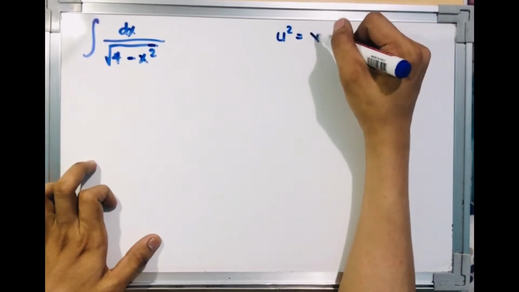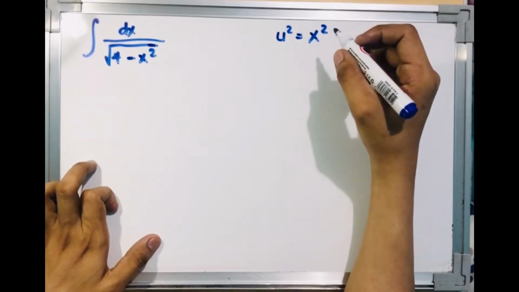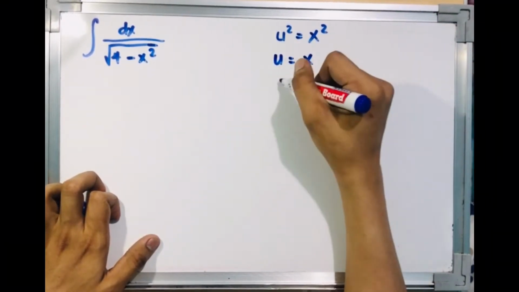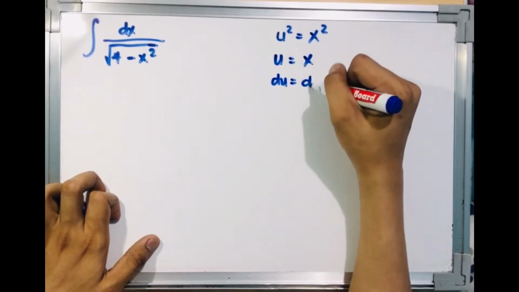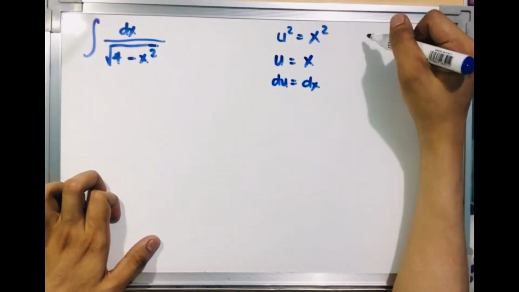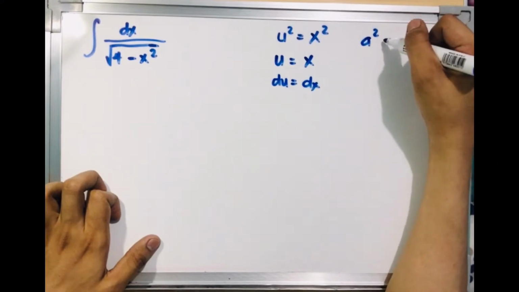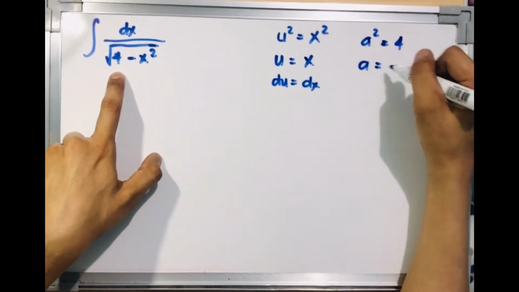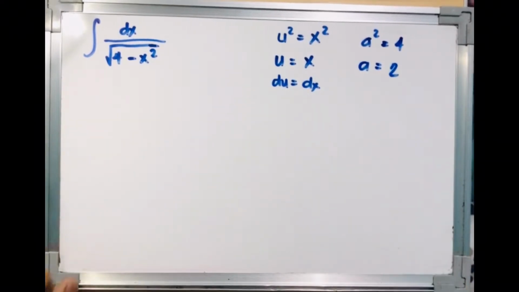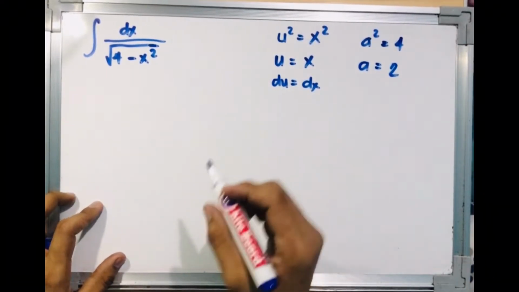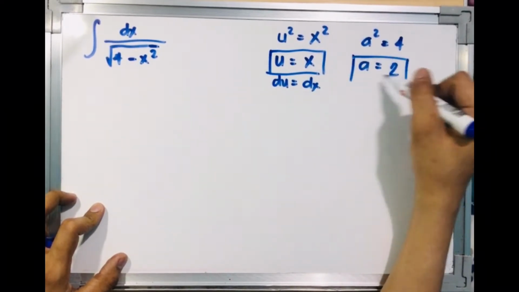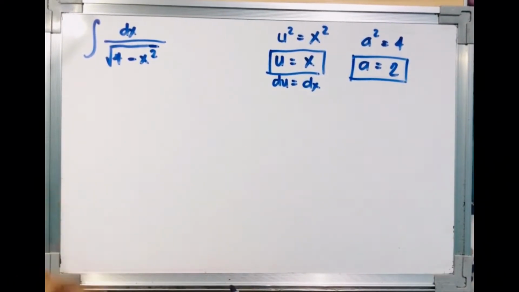In this case, that is x squared. Okay? And our u is equal to, clearly it's x, and our du is equal to dx. Okay? Madali lang siya. And what's my a squared? My a squared is, since it's 4, therefore my a is equal to 2. Okay? Madali lang. And i-box ko na ngayon yung ating values ng u tsaka a. Gagamitin natin yan sa final answer.